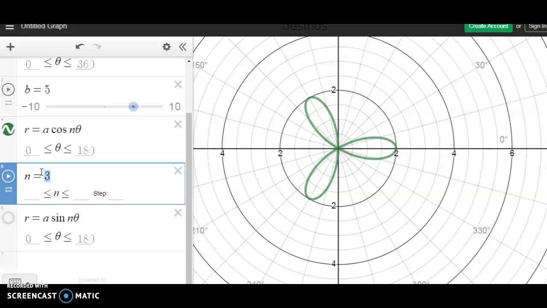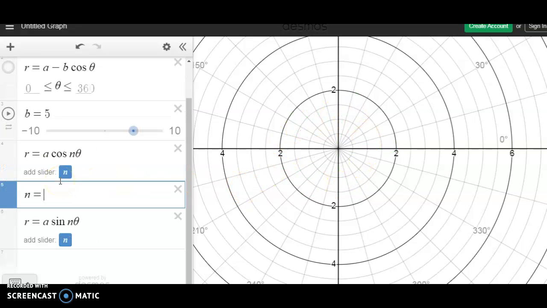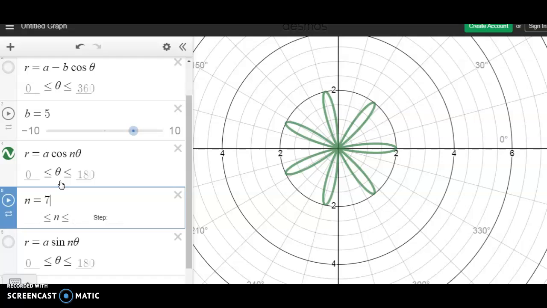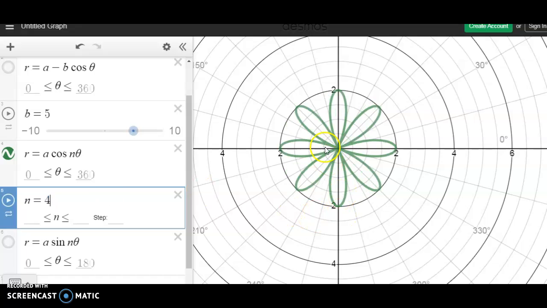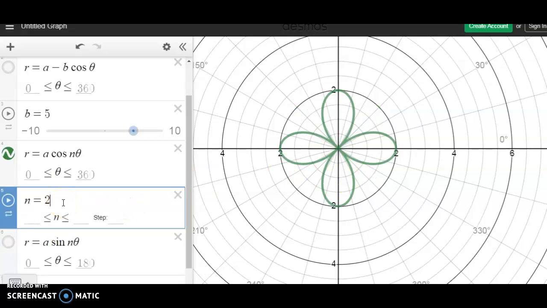Notice that when I put it as 5, there's 5 petals, so to speak: 1, 2, 3, 4, 5. If I say 7, notice that there are 7 now: 1, 2, 3, 4, 5, 6, 7. What happens if I put 4? Do you think there will be 4 petals that show up? Ooh, nope. There's 8: 1, 2, 3, 4, 5, 6, 7, 8. What happens if I put a 2? Ooh, 4 petals. So if I want 4 petals, I need to put a 2. If I want 8 petals, I have to put a 4.